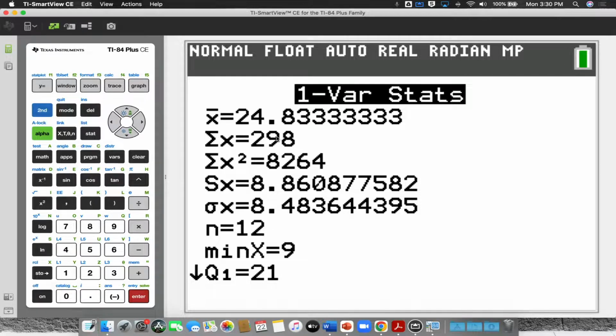24.8. Go 3 spaces. We always go 3 spaces. So 24.833 stays 3 because it doesn't round up. You can put a bar over it to say it's repeating. 24.833. Always go 3 spaces past the decimal if you can. If it stops, then you can't. Okay. Is there any other symbols there that look familiar?